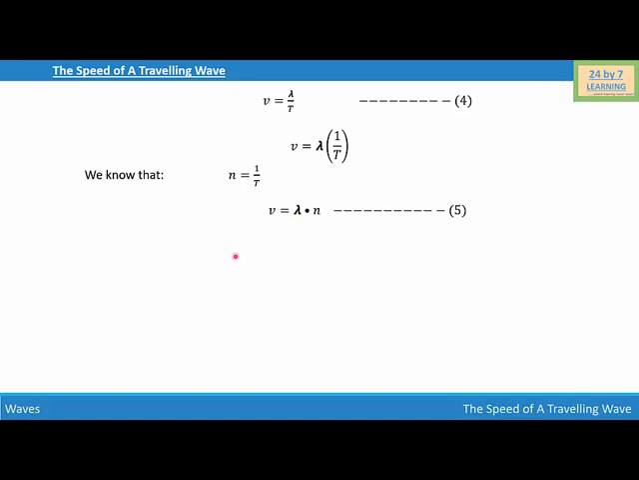Now we are going to combine equations 1, 2, 3 and 4, and then we will write v is equal to ω/k, and the same velocity is equal to λ/T, and that is also equal to λ times n, where ω is the angular frequency, k is the angular wave number, λ is the wavelength, T is the time period, and n is the frequency of the wave.